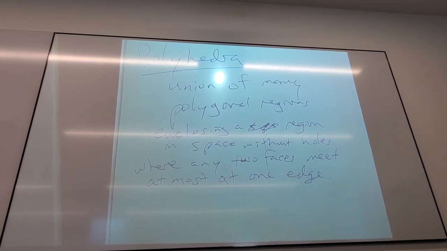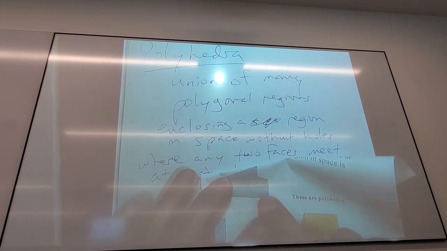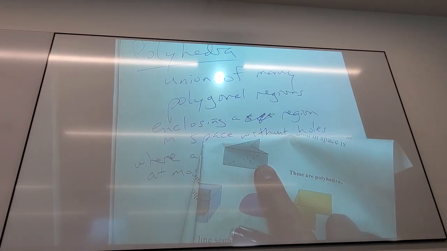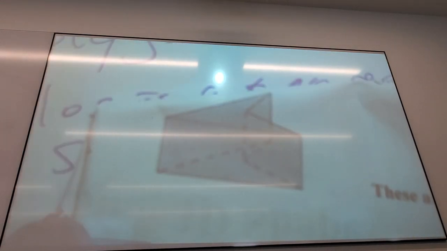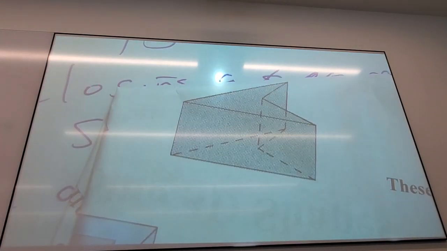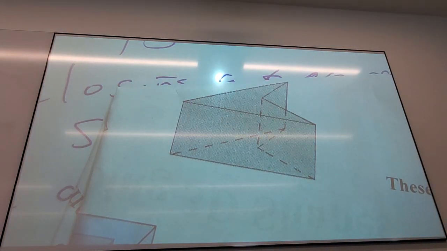Let me try to show you this here. Some other weird stuff on this paper, but this. What do you think I'd call this? It looks like a piece of cheese. Does it? This is a polyhedron, yes?